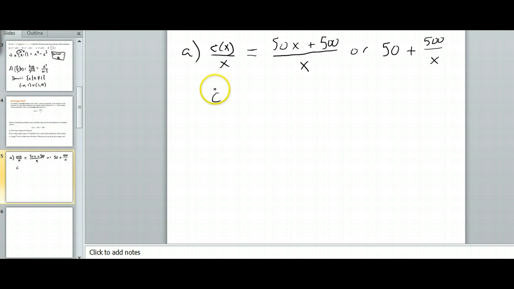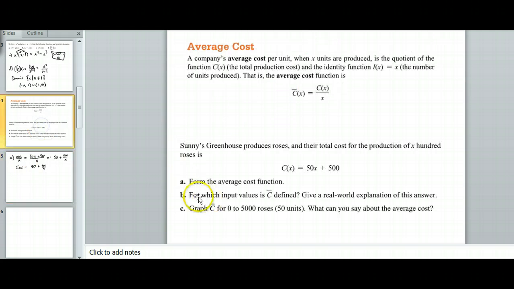So the average cost is given by 50 plus 500 over x. Or again, you could use that one. Alright, part B says, for which input values is this cost defined? Give a real world explanation of this.